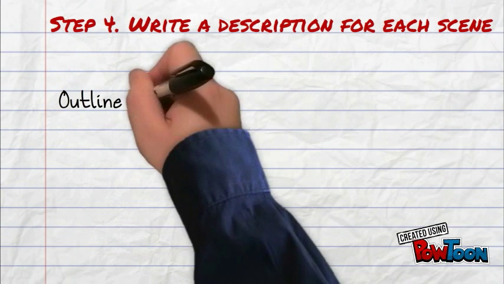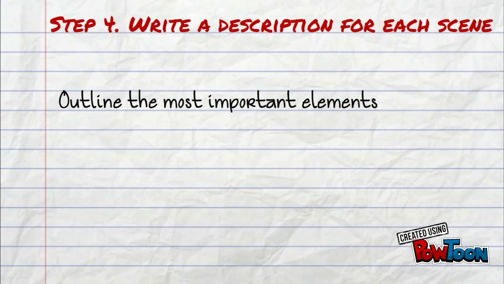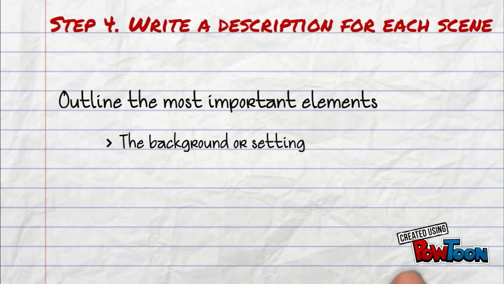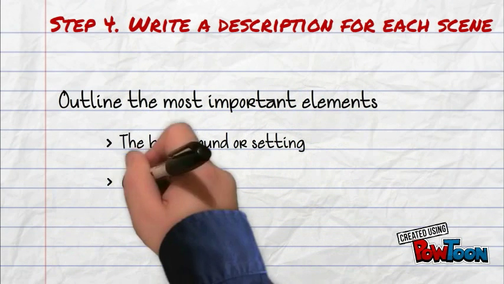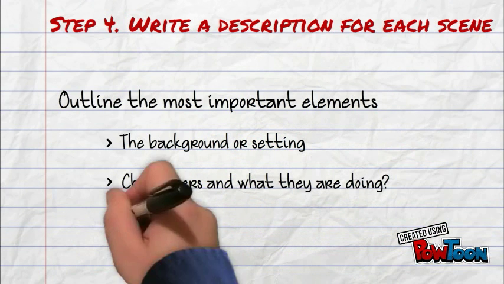Here we're outlining the most important elements of your scene, and some ideas of some things you might want to include is the setting or the background for the scene, any characters on screen and what they might be doing, and any props that might be required and what they're there for.